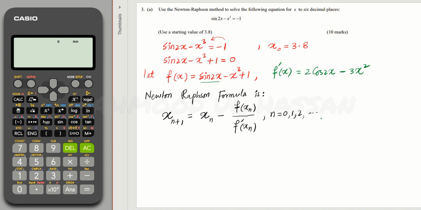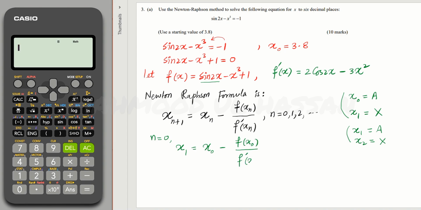Now we are going to save all these functions and the formula in the calculator. In the calculator we consider x naught as a, and the next iteration, x1, becomes our capital X. In the same way, for the second iteration, x1 will be called a and x2 will be our capital X. When I put n equal to 0 in this formula, x1 equals x naught minus f of x naught divided by f prime of x naught.